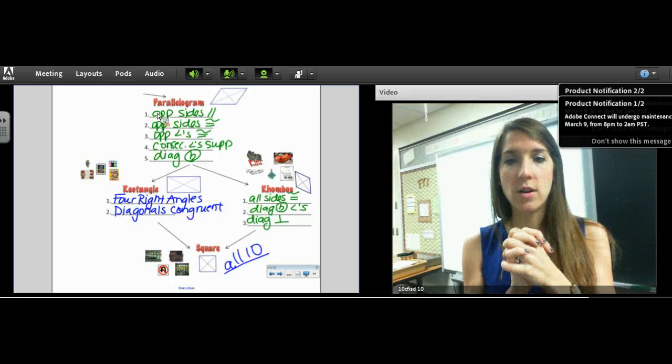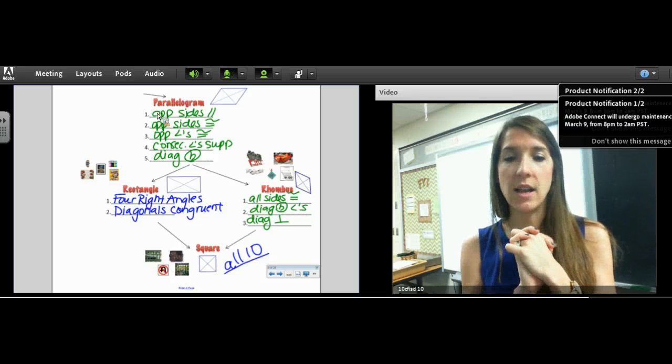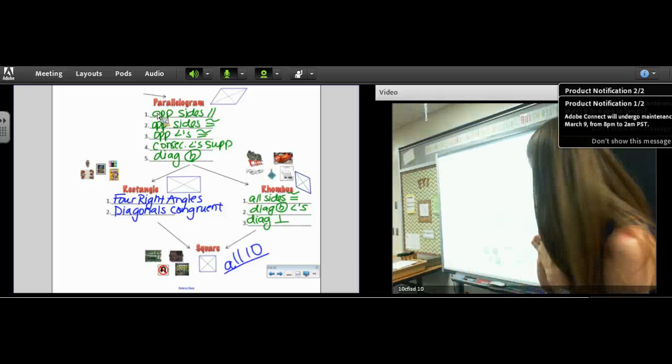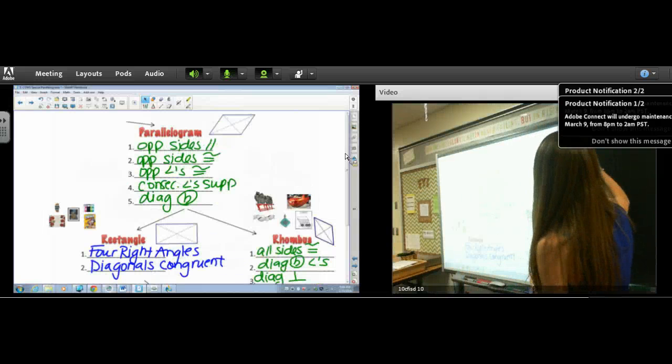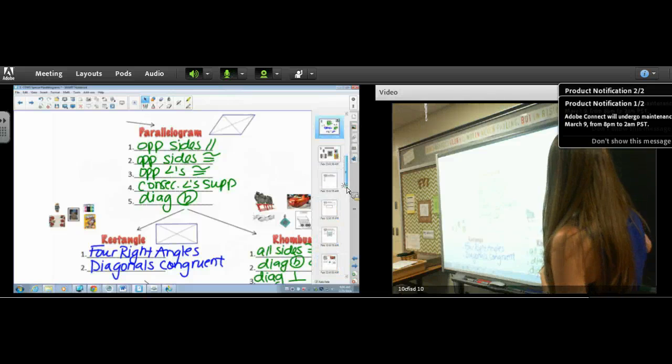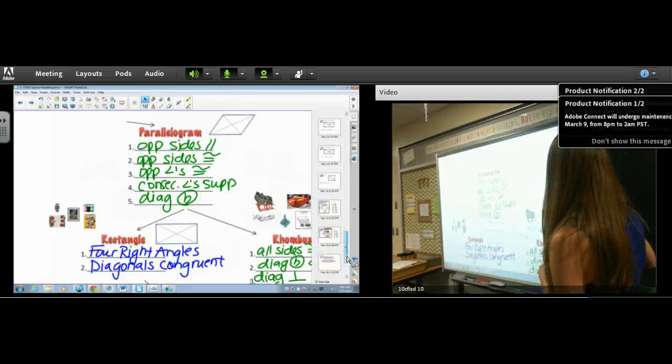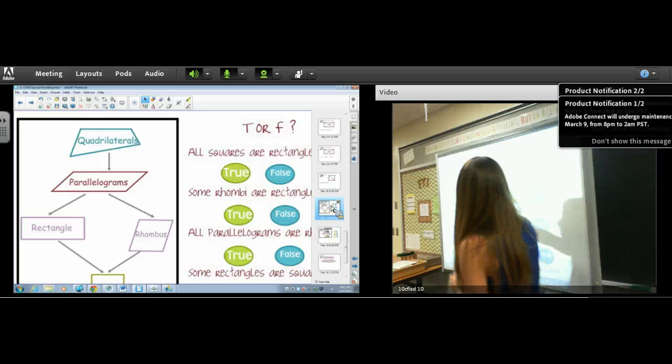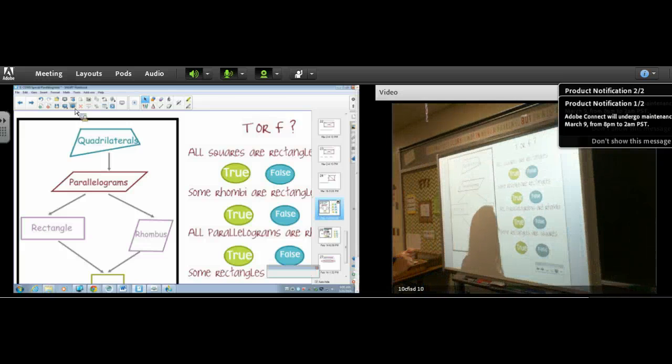So if you're a parallelogram with 4 right angles and 4 congruent sides, then you're a square. Okay, I'm going to leave this slide. The next thing I want to talk about is right here. I want to talk about this really quick.